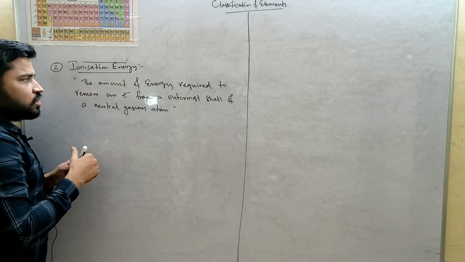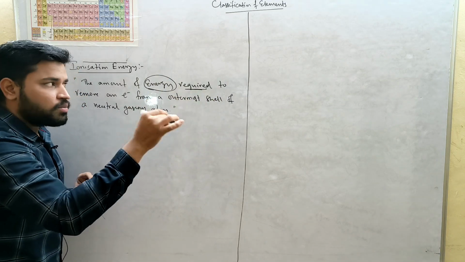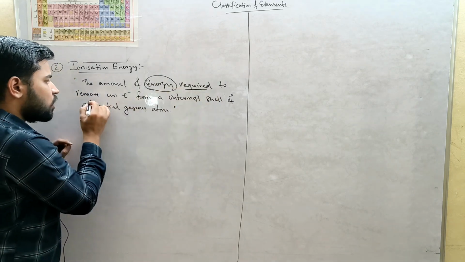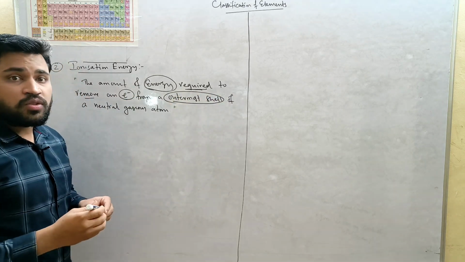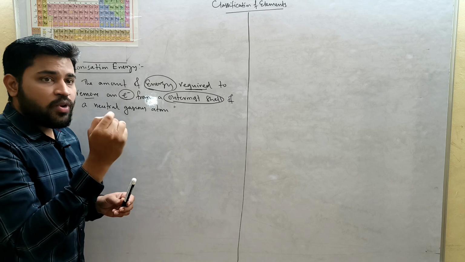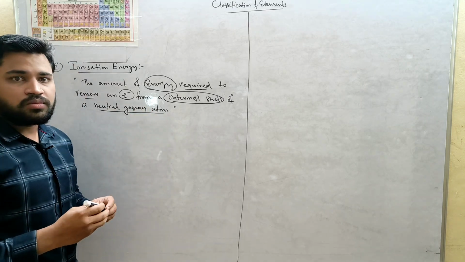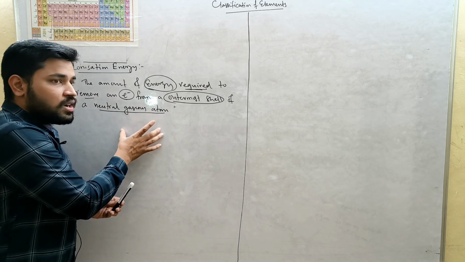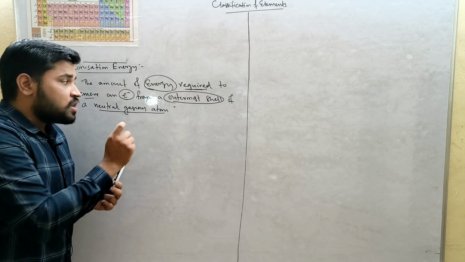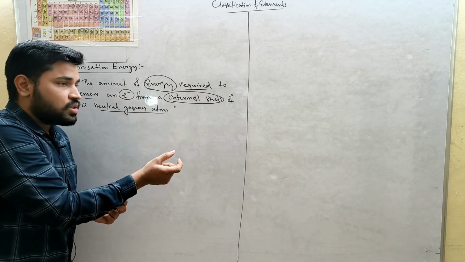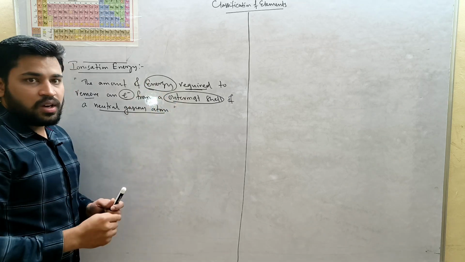So what is this ionization energy? The amount of energy which is required, that means we are putting that much energy to remove an electron from the outermost shell. We are removing the electron from which shell? The outermost shell or valence shell of a neutral gaseous atom. That means if an atom is in solid state, it has to be converted into gaseous state to remove an electron from its outermost shell. Are you getting the point?